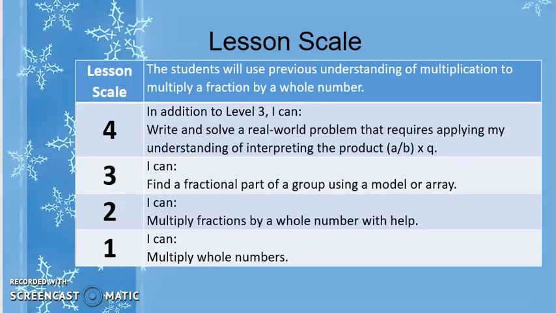Now let's take a look at the lesson scale. Remember, by the end of this lesson, we would like you to be able to use previous understanding of multiplication in order to multiply a fraction by a whole number. And we're going to want you to be able to do that at a level 3, which means you can find a fractional part of a group and be able to use either a model or an array. I'm going to show you how to do both of those things.